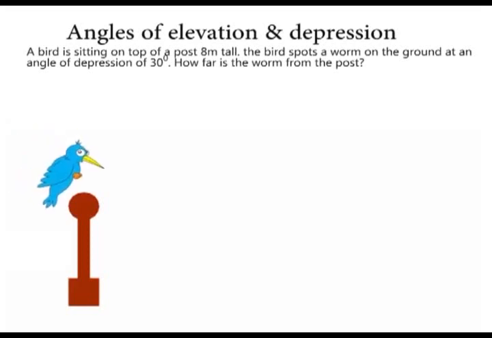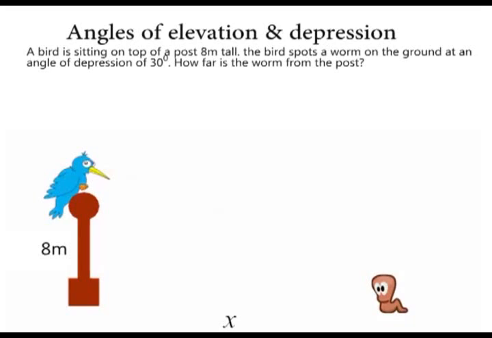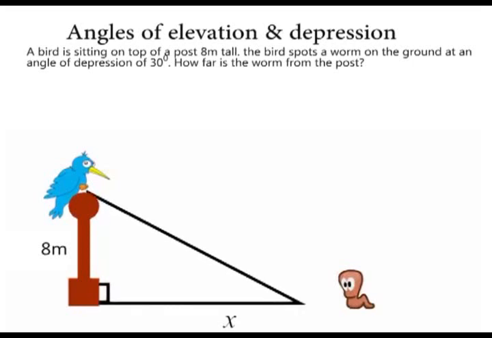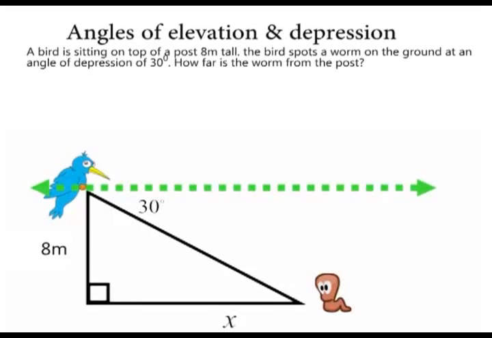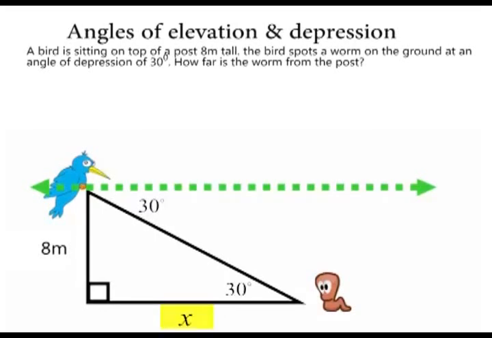That's the signpost and the bird, 8 meters high, and it sees a worm, and the angle of depression is 30 degrees. So how far is the worm from here? This can be depicted by a right-angled triangle. This is the horizontal, and this angle is 30 degrees. The angle of depression is equal to the angle of elevation. And so we find x.